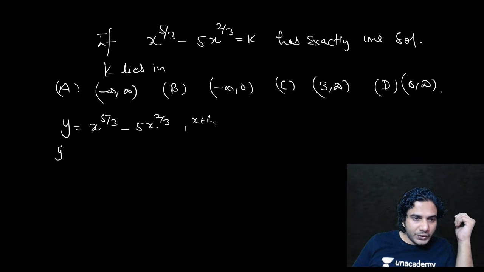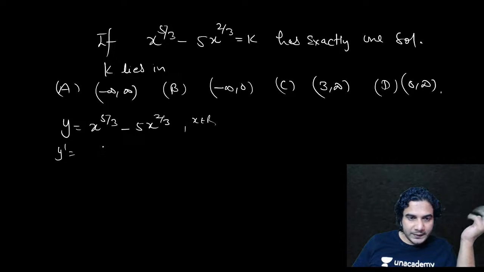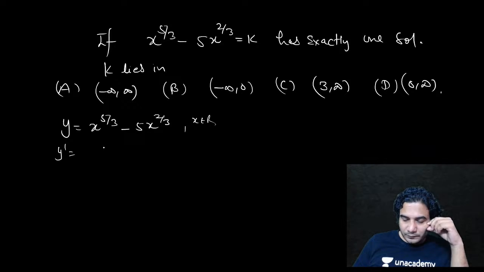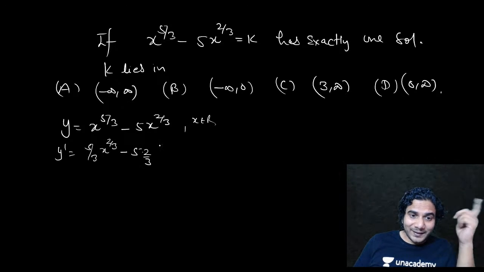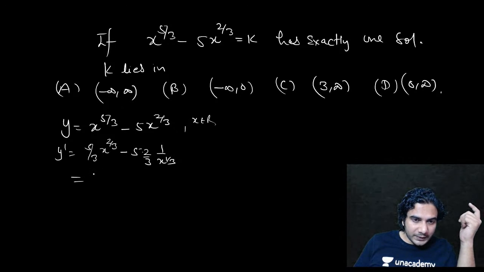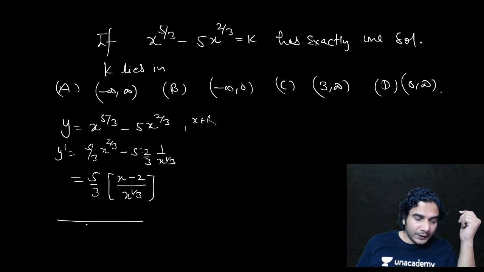So if you differentiate it, you'll get to know where this function is increasing and where it is decreasing. Let's differentiate it. So it is 5 by 3 x raised to 5 by 3 minus 1. So 5 by 3 minus 1 is basically 2 by 3, and then minus 5 into 2 by 3 x raised to 2 by 3 minus 1. If you differentiate, you'll get 1 upon x raised to 1 by 3. And after taking LCM, 5 by 3 is common. You'll get x minus 2 divided by x raised to 1 by 3. Okay, and if you plot the critical points, it is 0 and 2, plus minus plus.